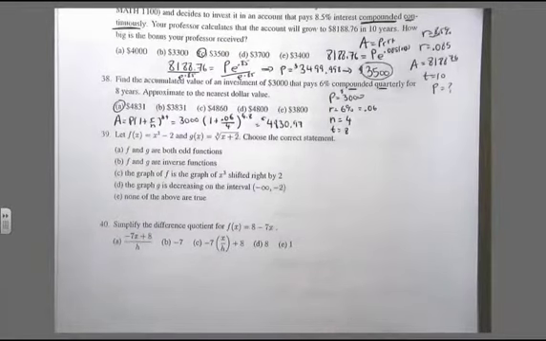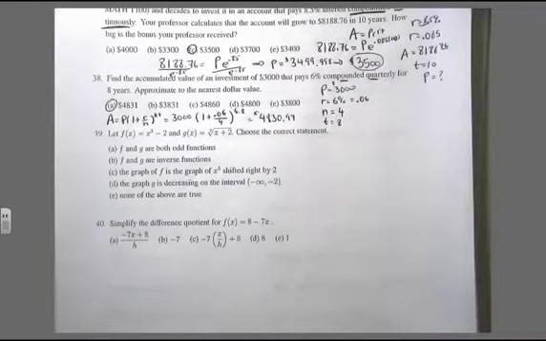Okay. Let f of x be equal to x cubed minus 2, and g of x is the cube root of x plus 2. All right? Choose the correct statement. f and g are both odd functions. f and g are inverse functions. The graph of f is the graph of x cubed shifted right by 2 units. g is decreasing on the interval from negative infinity to negative 2. None of the above is true.